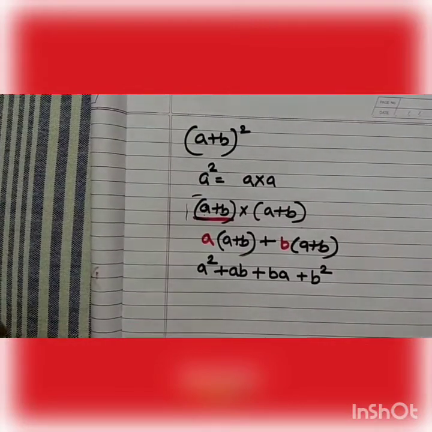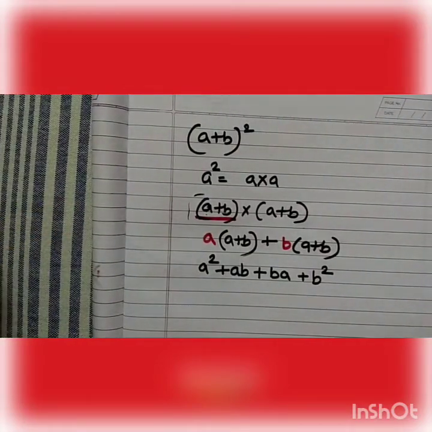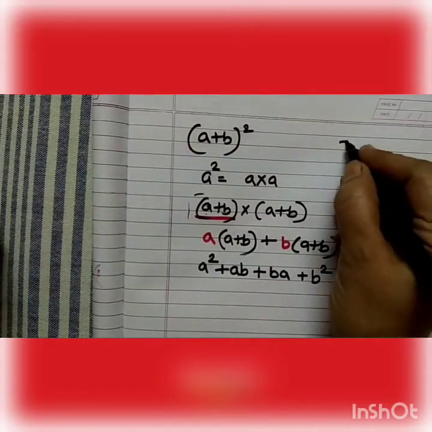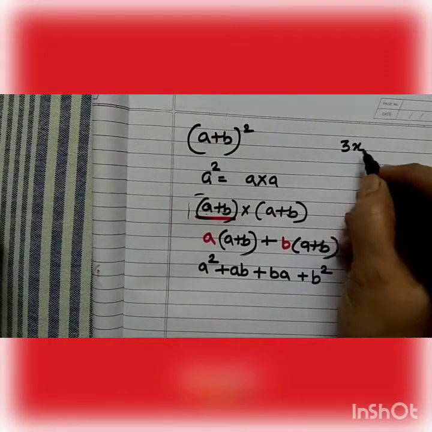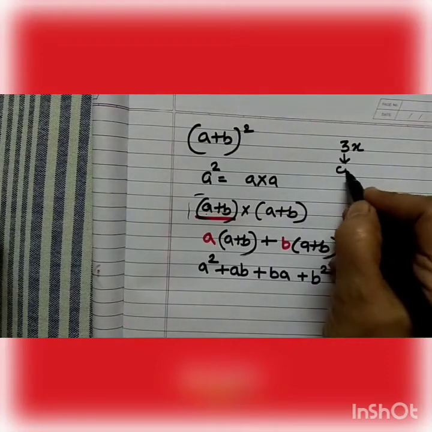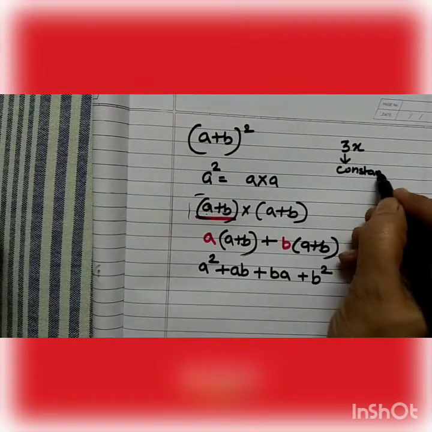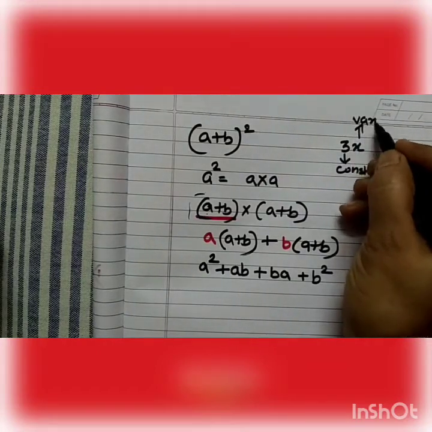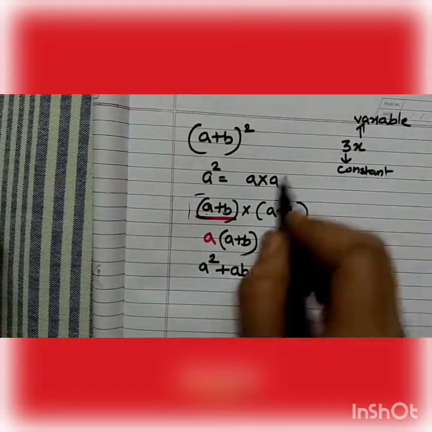Now you have learnt about like terms. Like terms are those terms which have the same variables. Variables are alphabets. Okay, constant is the number and variables are the alphabet. When I write a term like suppose 3x, here 3 is a constant because its value is not going to change, right? And this x is a variable. Variable means its value will change.